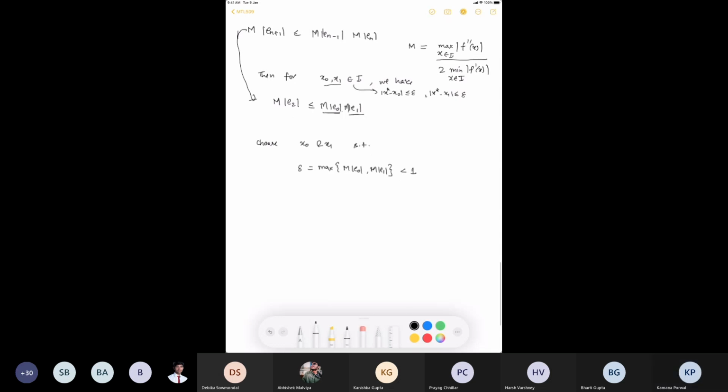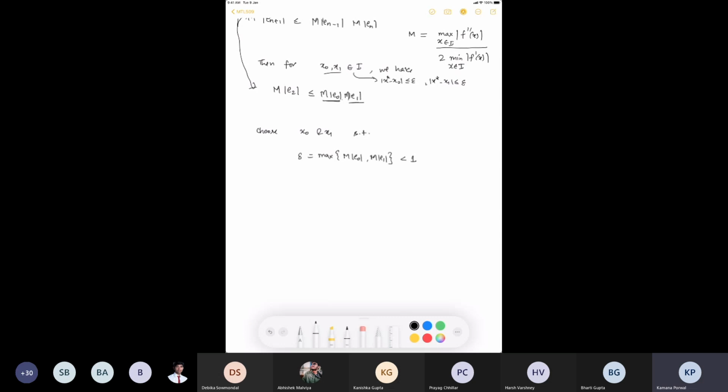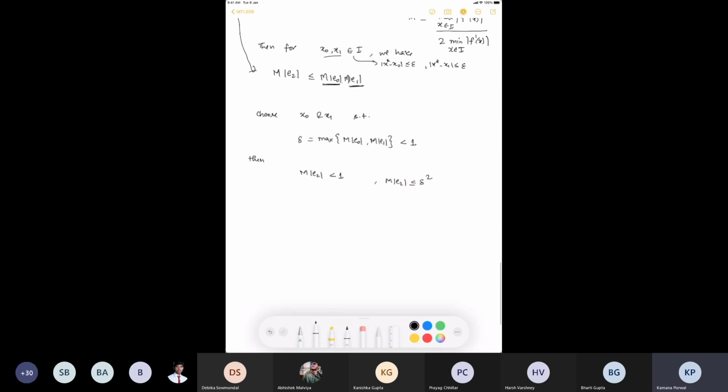If I choose my x0 and x1 to satisfy this condition, then what do we have? We have that M times e2 is strictly less than 1, since each term is strictly less than 1. We also have a relation in terms of delta: M times mod of e2 is less than or equal to delta squared. Now, how do I realize that e2 is also going to be in the same interval I? What should I use here? What did I do in the case of Newton's method? It follows with very similar arguments.